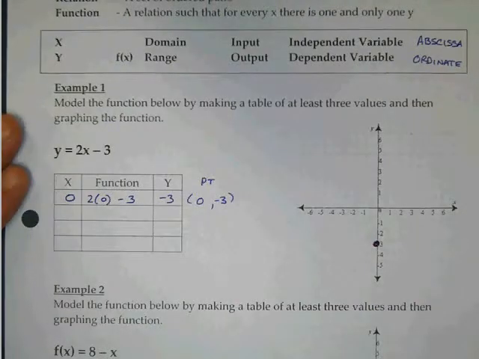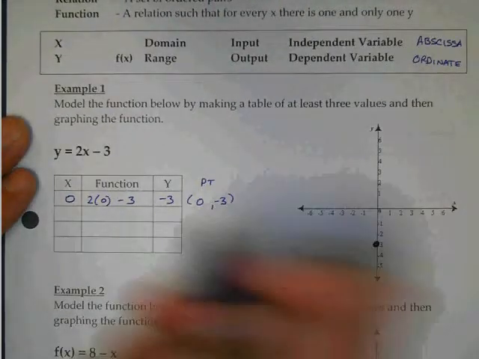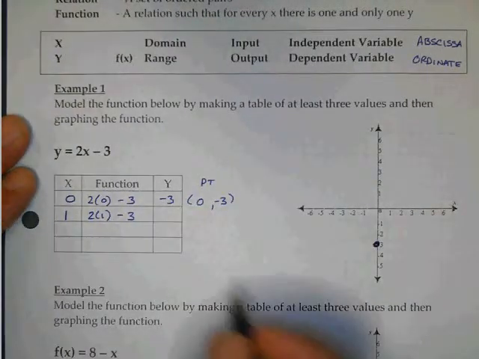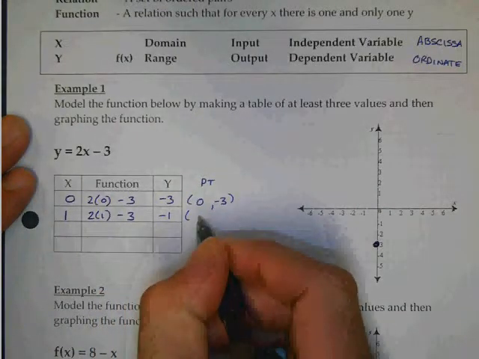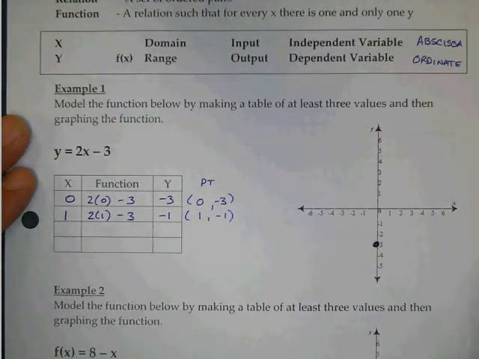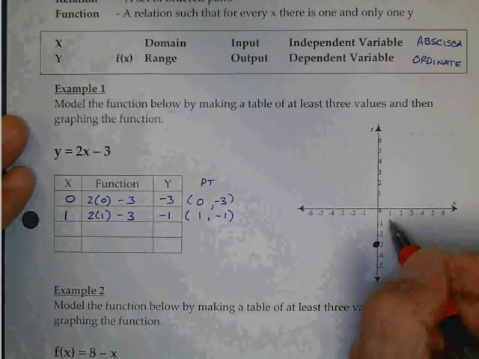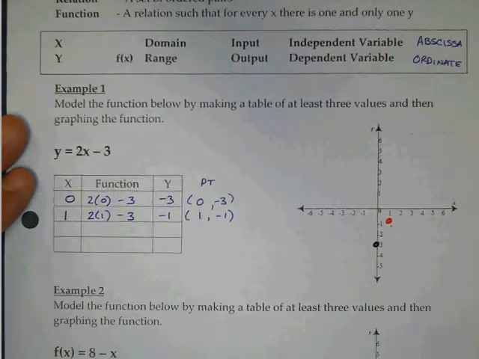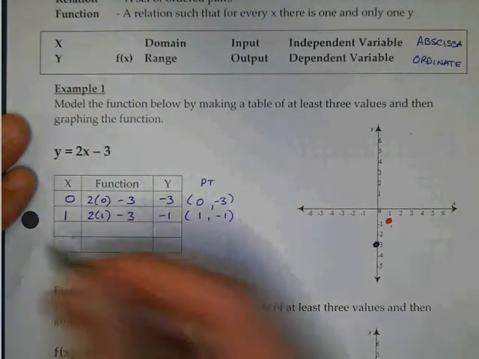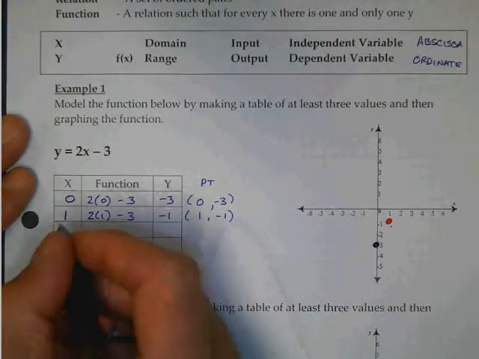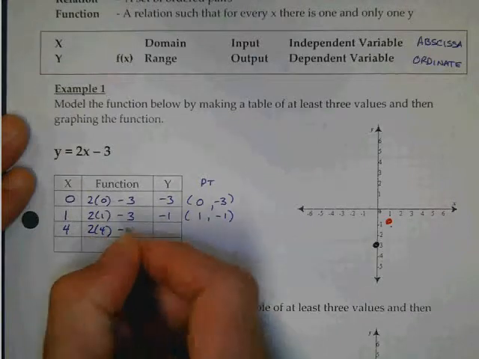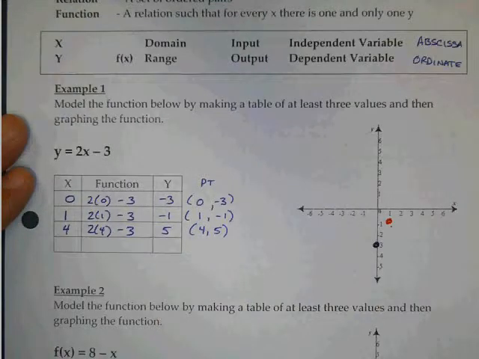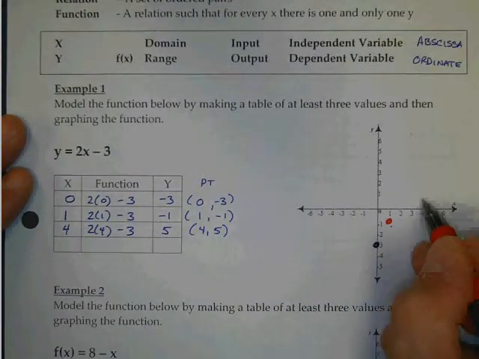Now we need to pick 2 more points. Pick 1. I like picking 1. It's an easy number to choose. So 2 times 1 minus 3 is how much, Nate? Negative 1. So my point is 1 comma negative 1. Let's graph that. About right there. I need to pick another point. Justin? 4. Why did you choose 4? Just because? Okay. 2 times 4 minus 3. That's 8 minus 3 is 5. So 4 comma 5. So over 4. 1, 2, 3, 4, up 5.